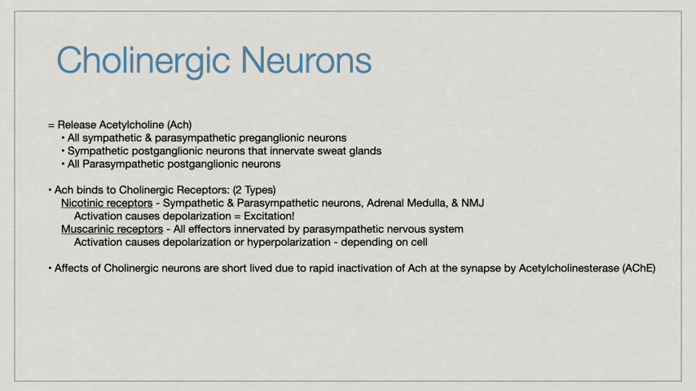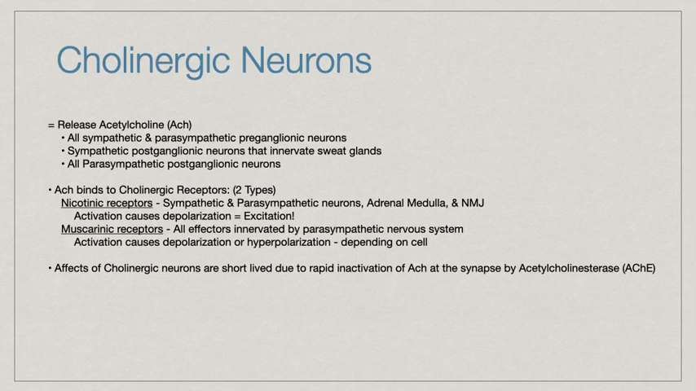Acetylcholine can also bind muscarinic receptors, which are on all of the effectors innervated by our parasympathetic nervous system. When these muscarinic receptors are activated, they can cause either depolarization or hyperpolarization, so either excitation or inhibition of that tissue, depending on what that tissue is. So this is how we get excitation effects in the digestive tract, but relaxation effects in the heart and lungs when we have parasympathetic nervous system activation.